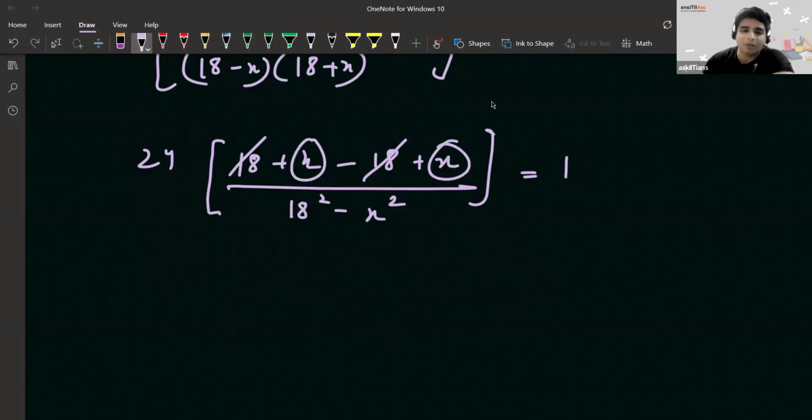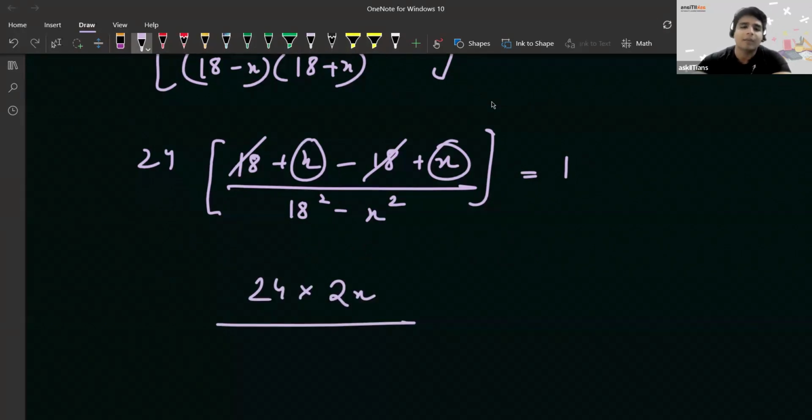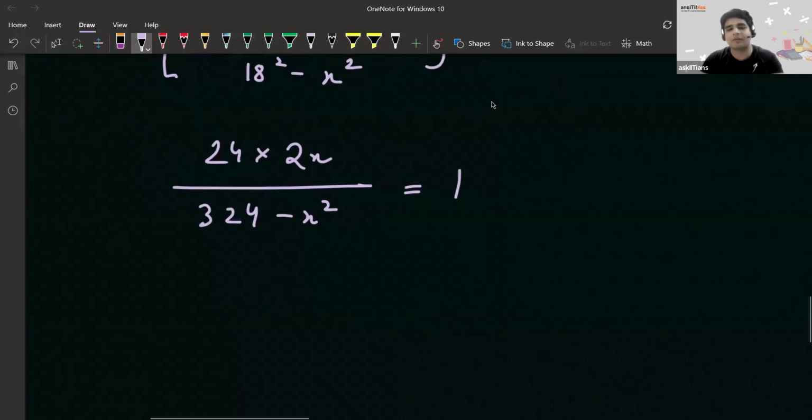x plus x will become twice of x. And 24 is being multiplied by twice of x upon 18 square minus x square. 18 square is how much, everyone? That is 324 minus x square is equal to 1. I hope this makes sense to everyone.